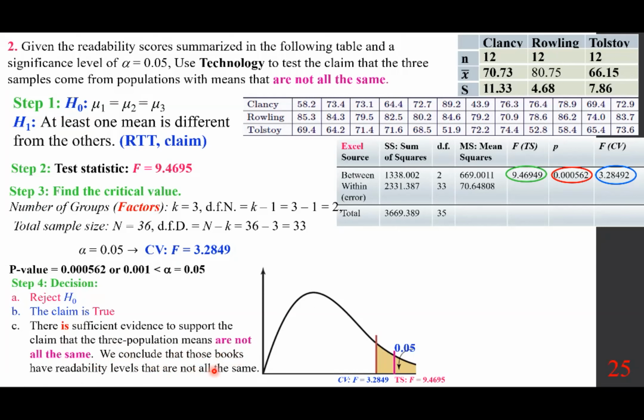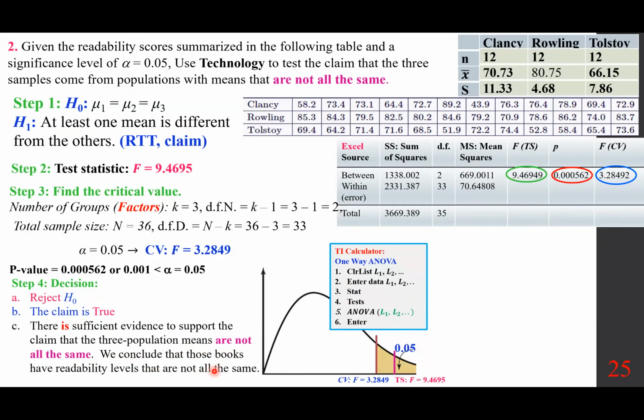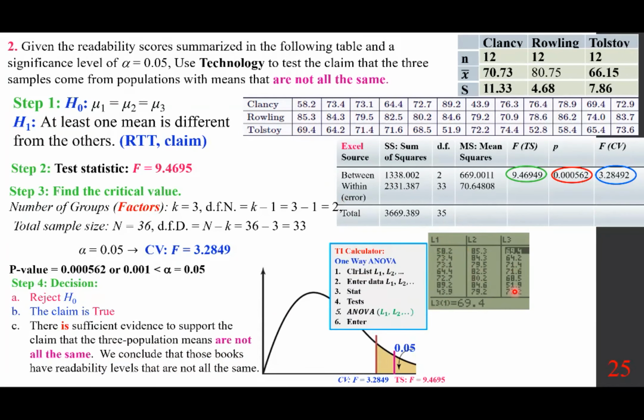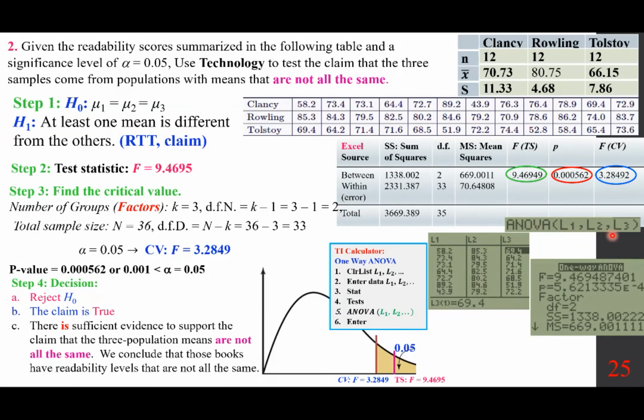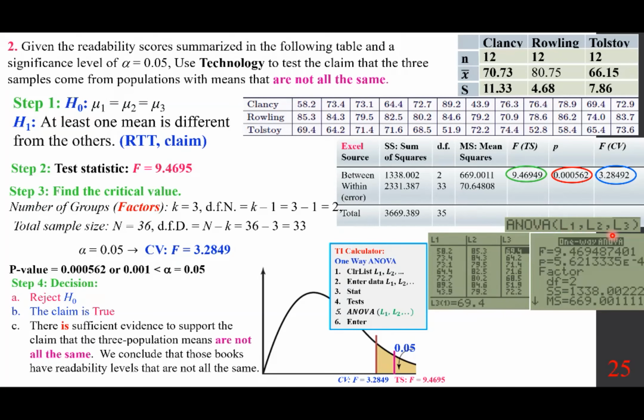If you were to use TI, you go with one-way ANOVA. You first clear the list, however many lists, L1, L2, L3, and then you run ANOVA with those. So we have cleared them and we put the numbers, for example, 58.2, 73.4 all the way to the end, 85.3 to the end, 69.4 to the end, and now we just run ANOVA with L1, L2, L3, and it gives us some information. Let's see what they are.